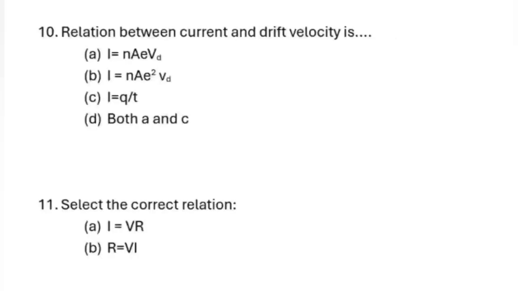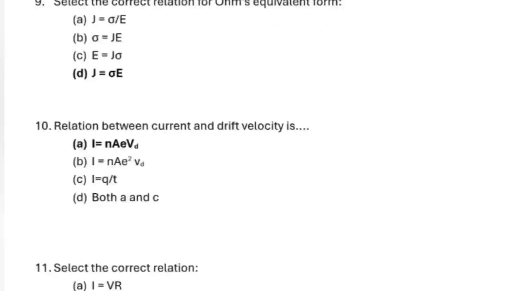Question number 10. Relation between current and drift velocity is option A I is equal to nAe vd, option B I is equal to nAe squared vd, option C I is equal to Q by t, option D both A and C. Here the correct answer is option A I is equal to nAe vd.